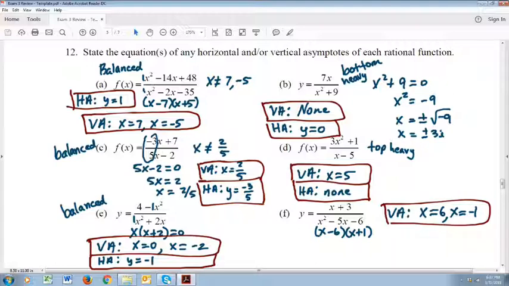And finally on F, let's see, the degree of the numerator is smaller. This is the case where we're bottom heavy, which means y equals 0 is going to be our horizontal asymptote. So make sure you know how to find your vertical and horizontal asymptotes. It's going to be very important when you're working with rational functions that you can do that.